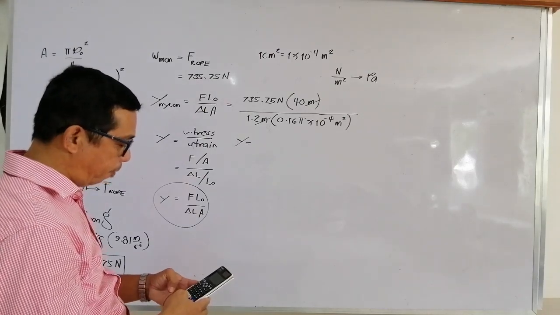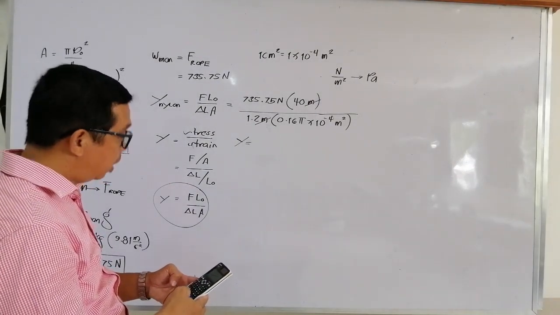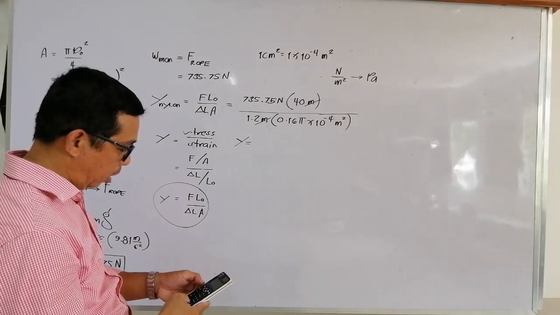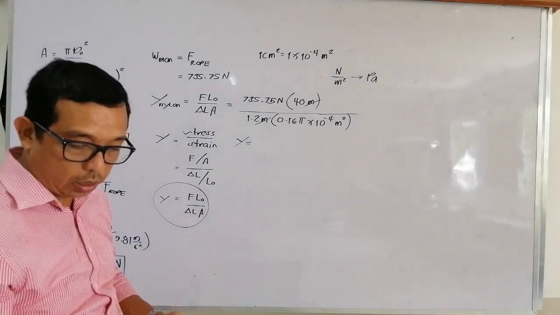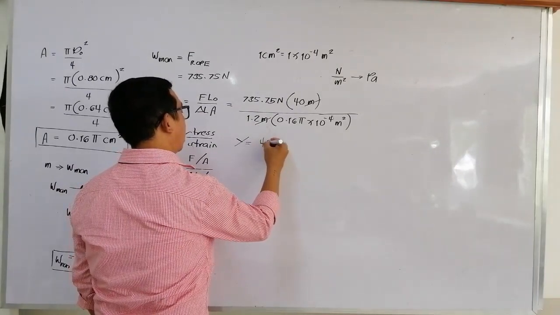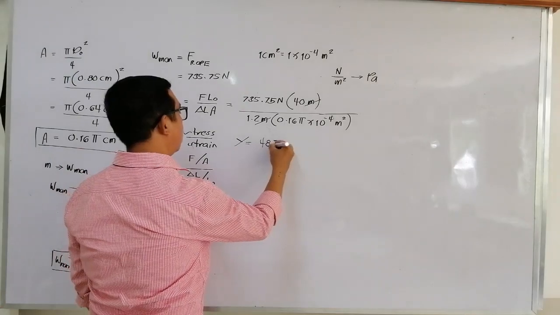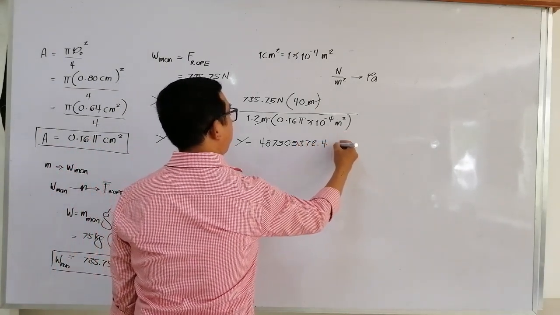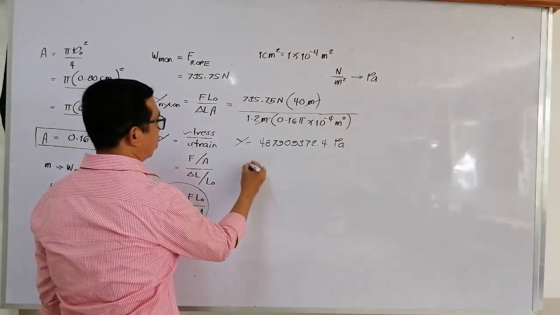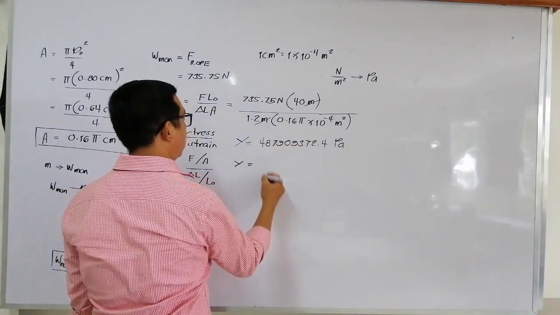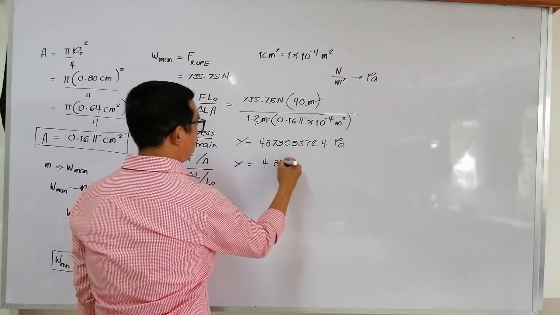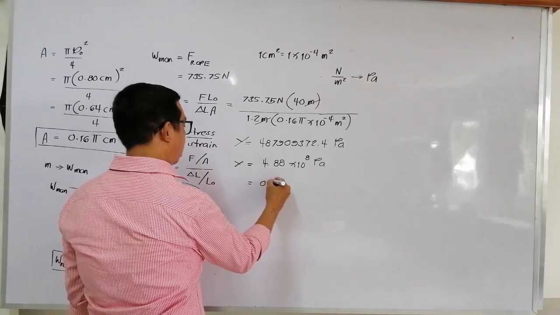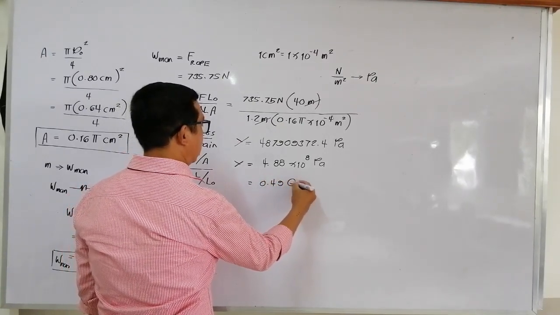We have 735.75. That needs to be multiplied by 40. Thereafter, divided by 1.2. And still divided by 0.16 times 10 to the negative 4. More so, simply divided by the pi value. Pascals. Our Young's modulus would have to be 4.88 times 10 to the 8 Pascals, or 0.49 gigapascals.